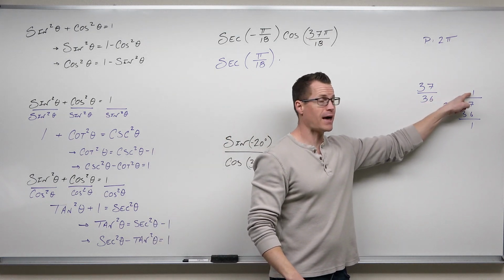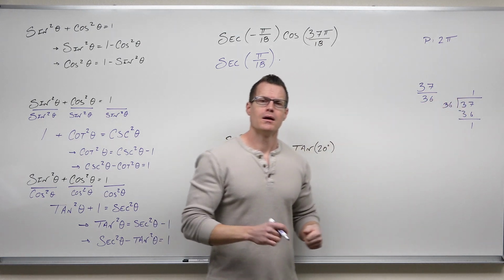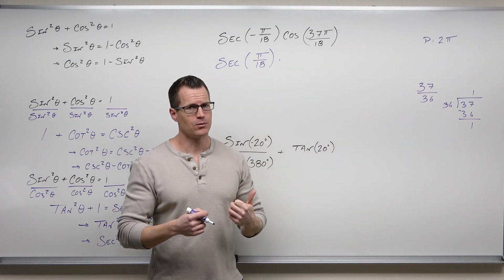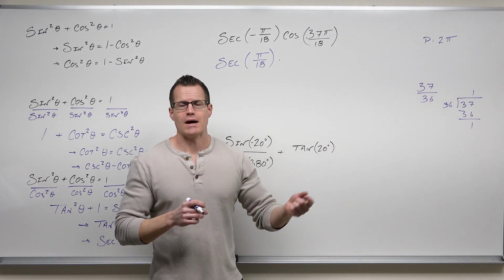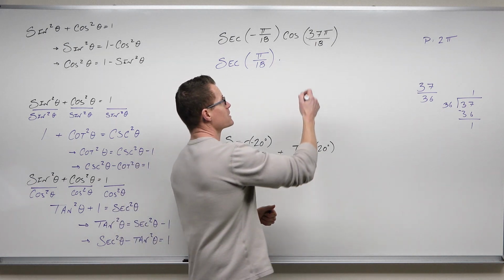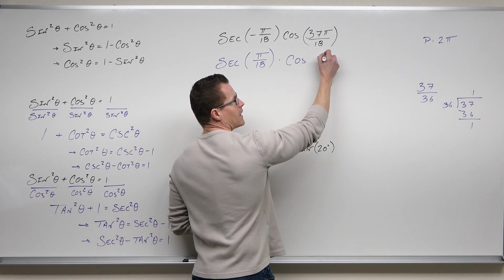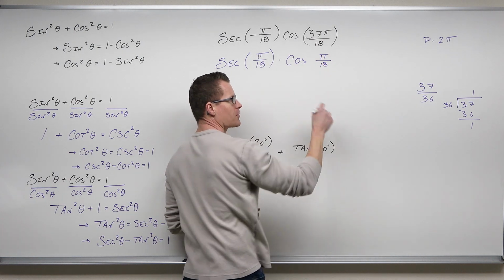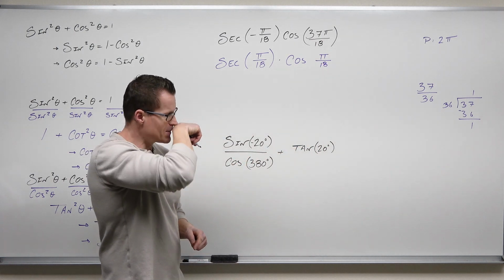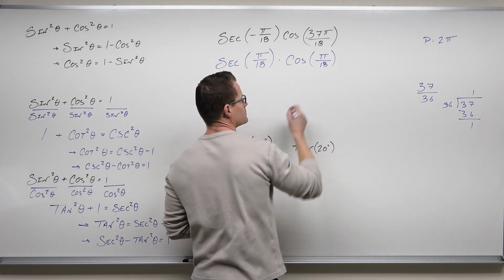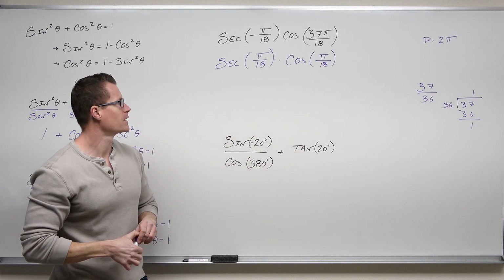I don't care about that one. I care about that one. That remainder divided by that number will be exactly what this changes to after you subtract those revolutions. So this is going to be cosine of 1 pi over 18. Not 36, but 18, because the period's 2 pi, not 1 pi.